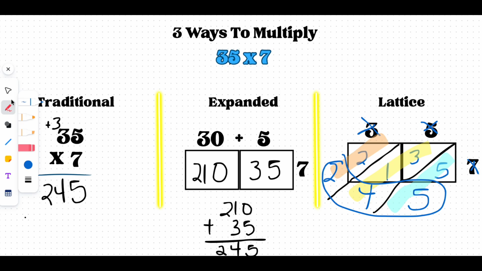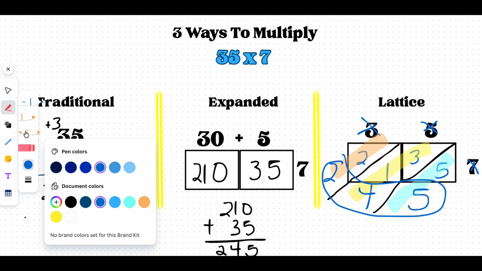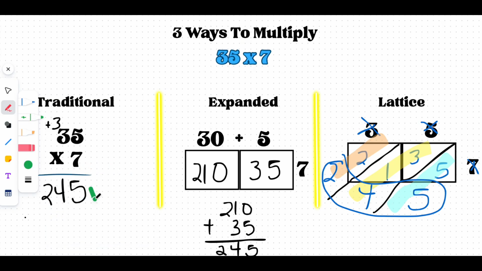Now that I'm done with the 3 methods, I want to go back and check my answers. For traditional, for the answer, I got 245, so I'm going to put a check by that. For the expand, I have 245, and for lattice, 245. So therefore, I can conclude that 35 times 7 is 245. Someone will do 2 by 2.